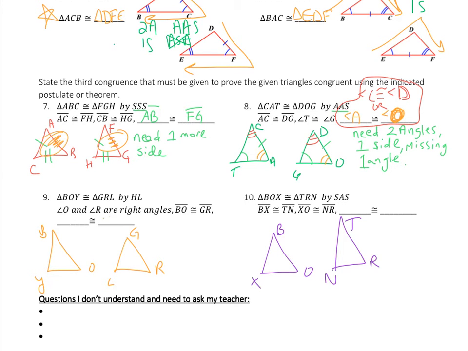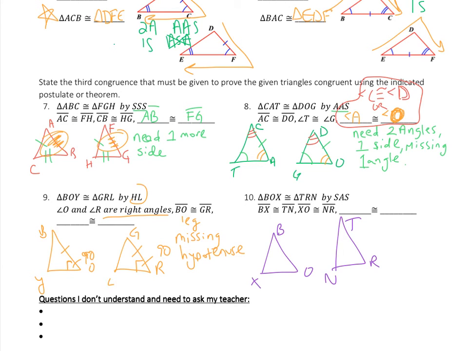Number 9, when we put our measurements in our picture, it says that angle O and angle R are right angles. Now, if you didn't draw your triangles correctly, kind of like mine, we just need to make sure that we know that those are right angles, or say that it's 90 degrees right there in the corner. So angle R is the same, so that's 90 degrees. That means that the side across from it, remember, is going to be our hypotenuse. So if we have BO is congruent to GR, that is a leg, not a hypotenuse, but I need one of each. So I am missing the hypotenuse.